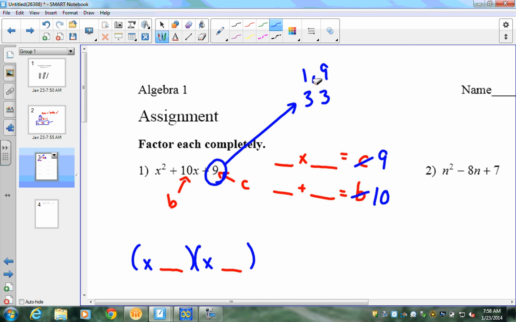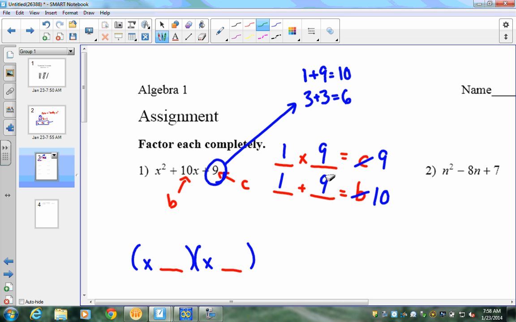Now if I was to take 1 and 9 and add them, I would get 10. If I was to add 3 and 3, I would get 6. So the only combination that multiplies to get to 9 and adds to get to 10 is 1 and 9. So 1 times 9 is 9. 1 plus 9 is 10. All right? Now, if you got to this point, you're about 95% there.